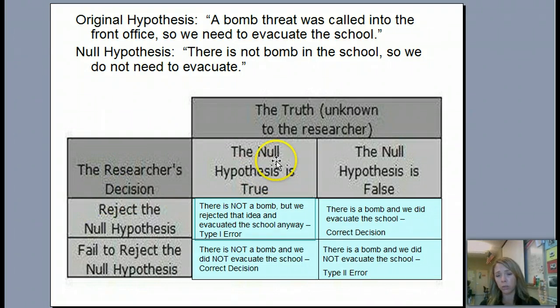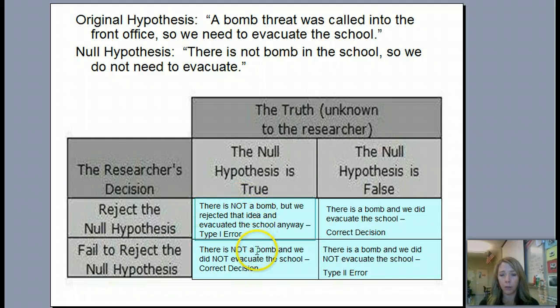So let's talk about our errors, okay? If the null hypothesis is true, if there is not a bomb at school, so we do not need to evacuate, and I'm the researcher and I reject that null, then we reject the idea, but we evacuated the school anyway. So the null hypothesis is true, and I rejected it, and we evacuated the school anyway. That's a type 1 error because there wasn't a bomb, okay?